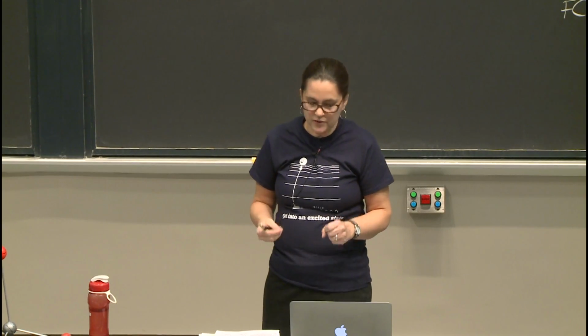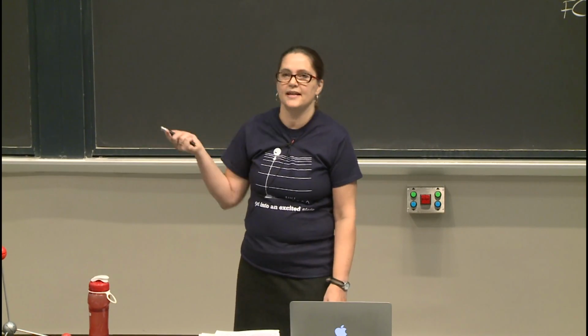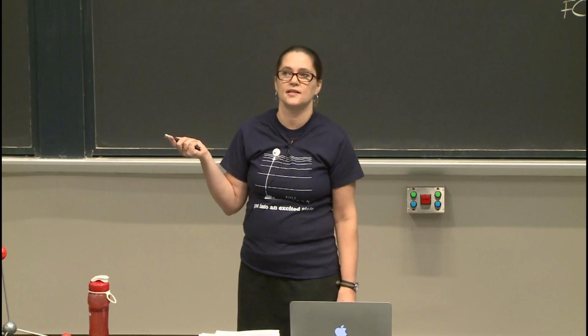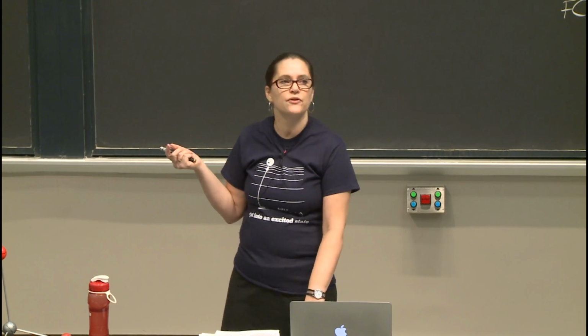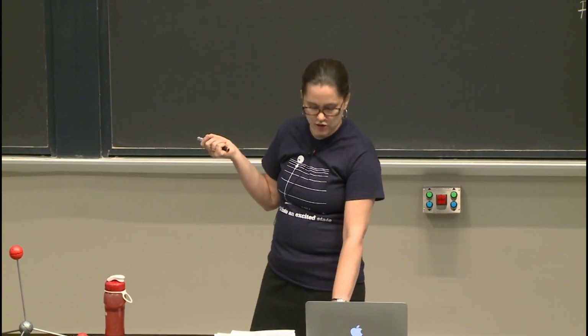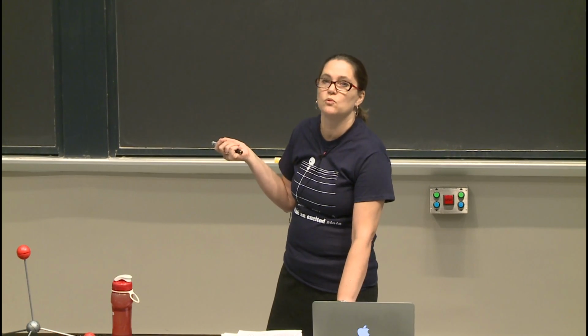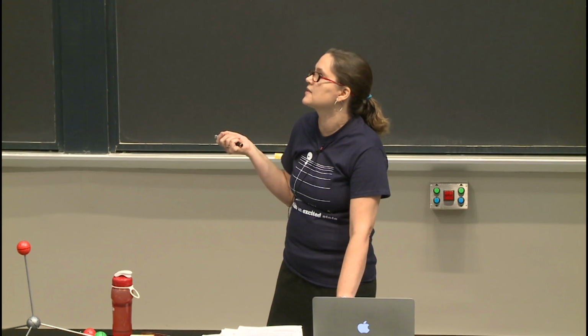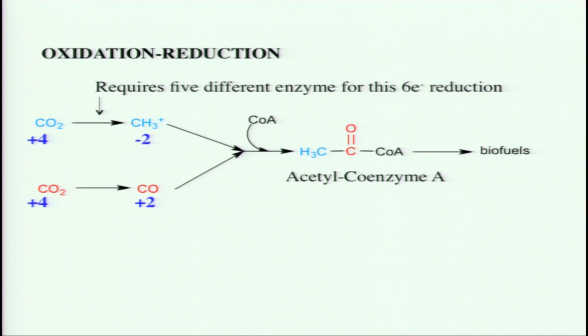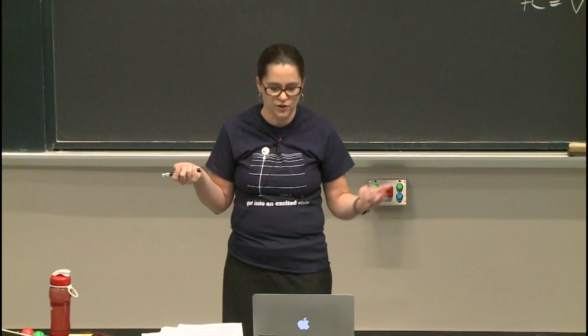All right, so it's being reduced. Now, this is a fairly large reduction. 6 electrons is a lot. Most of the reagents in nature that do reduction chemistry do 1 or 2 electron processes, so 6 is a lot. And in fact, it requires 5 different enzymes to do this 6-electron reduction. So it's not just one enzyme, it's multiple enzymes that need to do this.